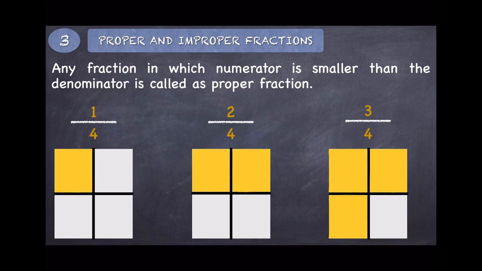Now, by looking at the shaded regions, we can conclude that the value of each of these fractions is less than 1. So, a proper fraction always lies in between 0 and 1 on the number line.